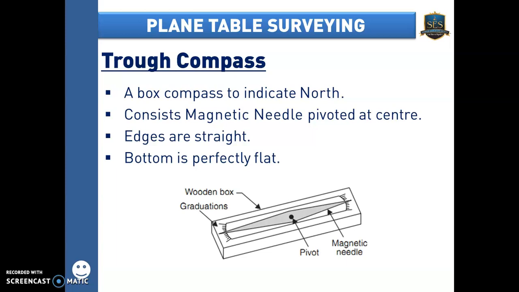In this diagram, we are able to see a wooden trough compass which consists of a wooden box in which a magnetic needle is pivoted at the center and also has graduations to indicate the north direction.